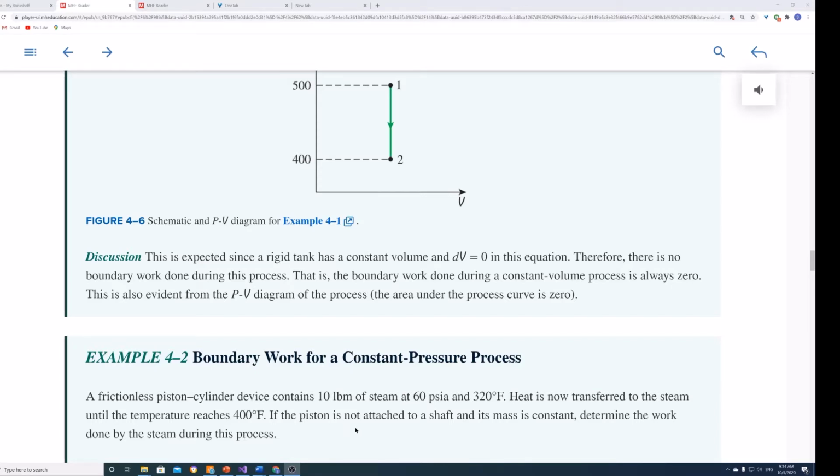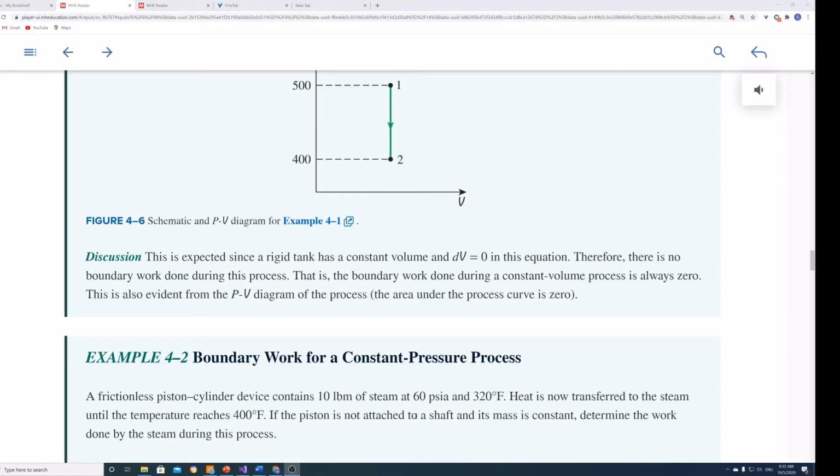Okay. So we have some information given here in terms of our initial pressure. This is a pressure-volume process, but we have some initial pressure defined, and no mass is entering or leaving the system. And what you recognize here is, when you add heat to it, what's going to happen? The volume is going to increase. The part that's important for us to recognize is that the piston is not attached and its mass is constant. Determine the work done by the steam during the process.